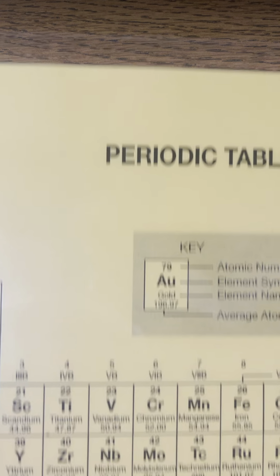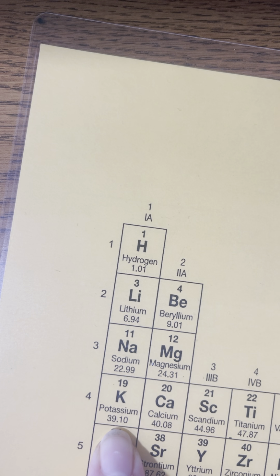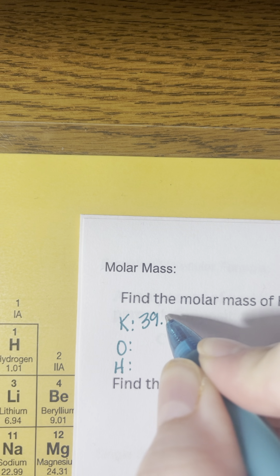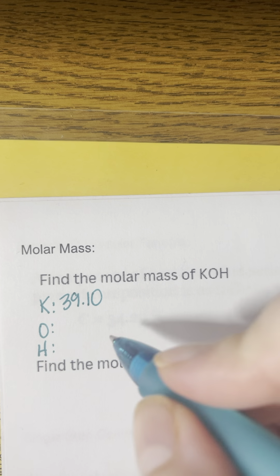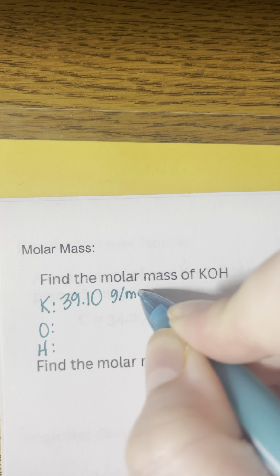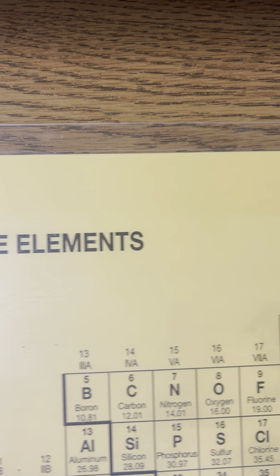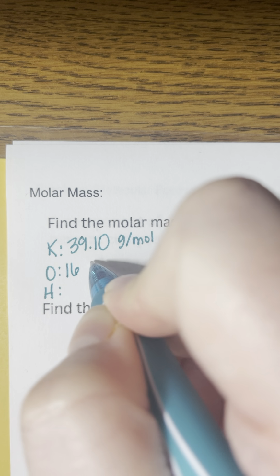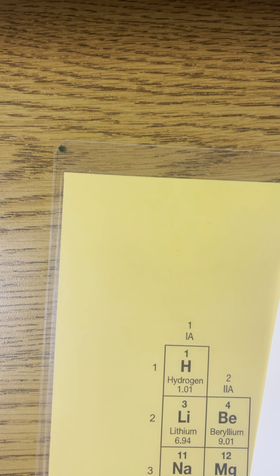So here's my periodic table right here. Let's see if I can get it. There we go. Okay, so K is right here. It's 39.10. So we will write 39.10. And the unit for molar mass is grams per mole, or g/mole. Okay. Oxygen, which is over here, is 16 even. So we'll put 16 grams per mole. And then the last one is hydrogen, and hydrogen is right here, and it is 1.01.